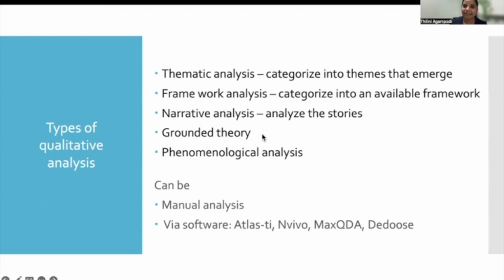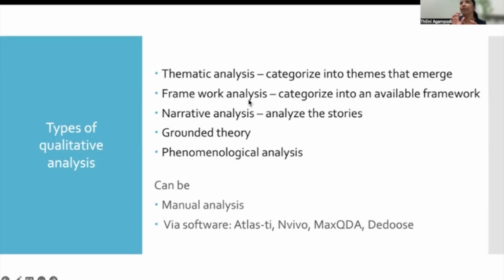Right? These are different types of methods. What we most commonly use is thematic analysis, right? Where you categorize into themes, starting from what is given by the patient or participant. You inductively analyze them and categorize the findings into themes. That is what you generally mean by thematic analysis.